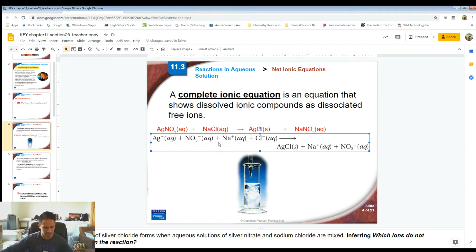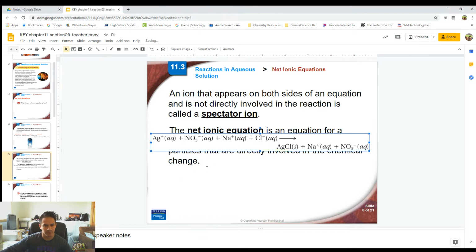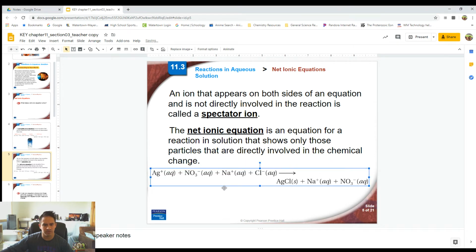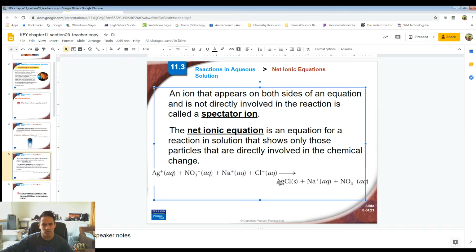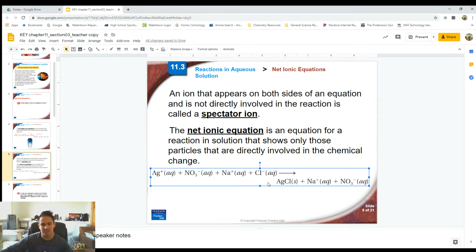So I'm going to take this and copy this over here real quick. Okay, so here's our reaction from before, and we would take this and we would erase the nitrate and the sodium.